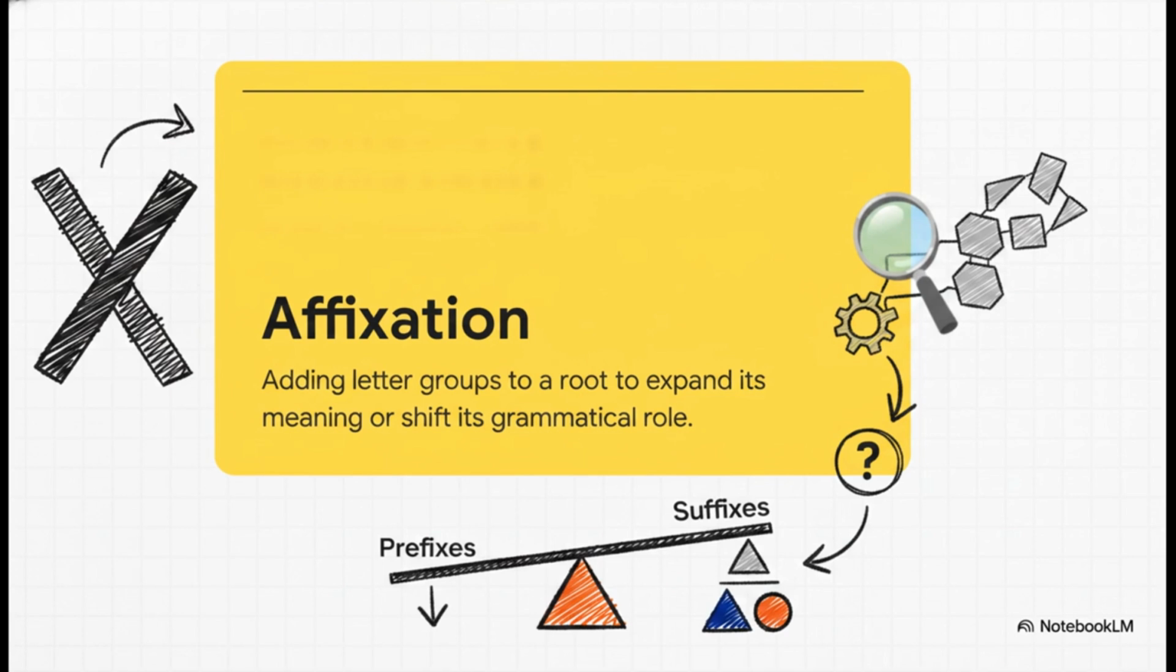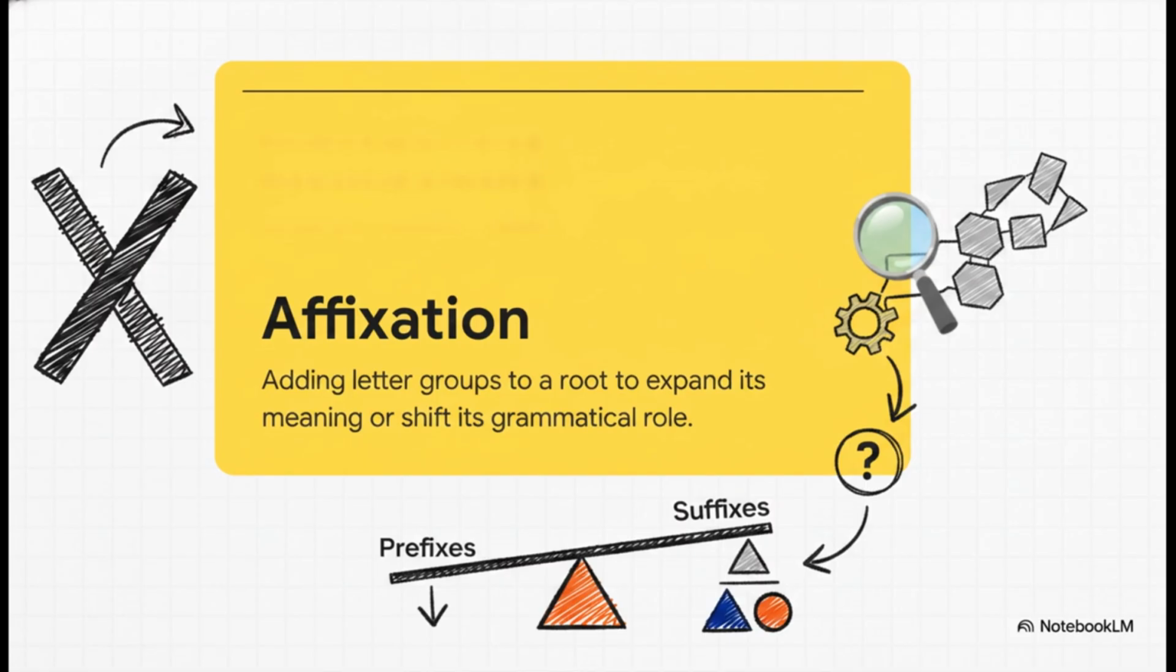A prefix changes the value, kind of like a negative sign in math. Think about it. If you add un to happy, it's still an adjective, right? It just has the exact opposite value now. Suffixes, on the other hand, actually shift the word's entire grammatical category, like taking a verb and magically turning it into a noun.